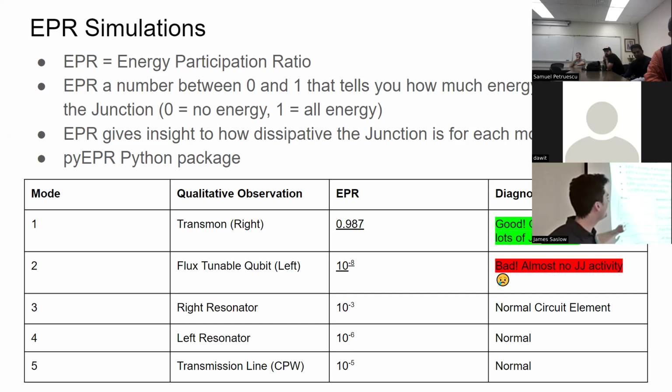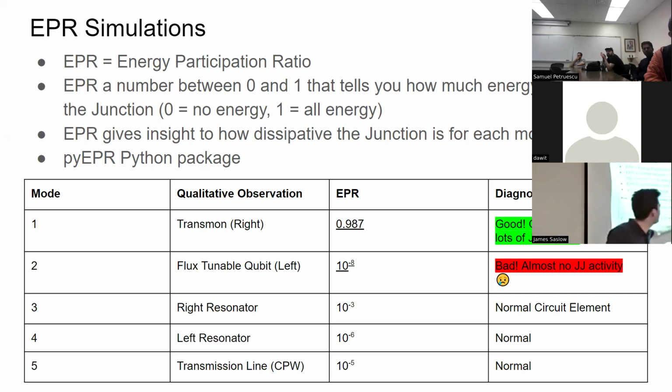For the second mode, however, for the flux tunable qubit, I get a very low EPR, and this is really bad. This is very, very low Josephson junction activity. And I think the only reason I'm getting this is because I didn't define the junction very well in the EPR simulation. So that's something I still need to fix. So I want to show you guys the good and bad of my results. So for mode 1, I don't need to troubleshoot, but mode 2, I need to troubleshoot in PyEPR and still try to figure that out.